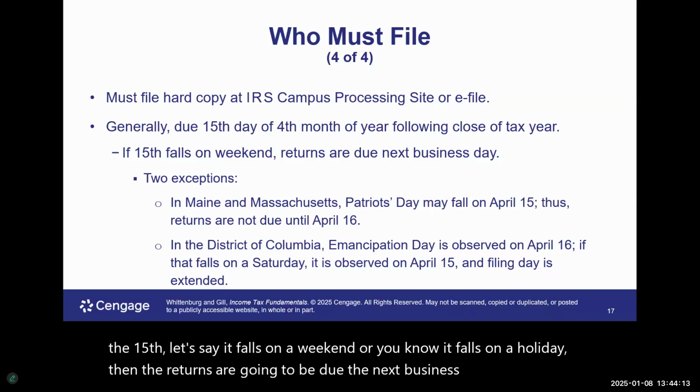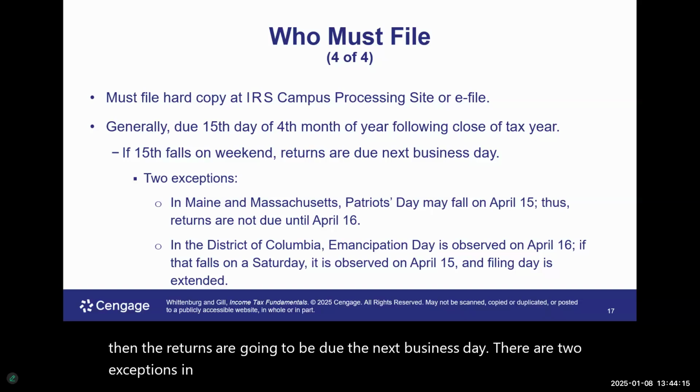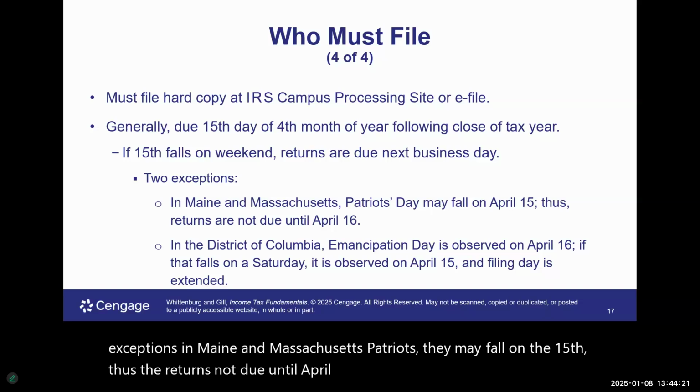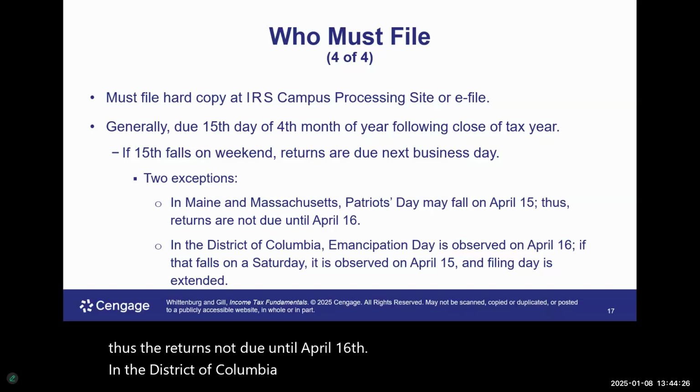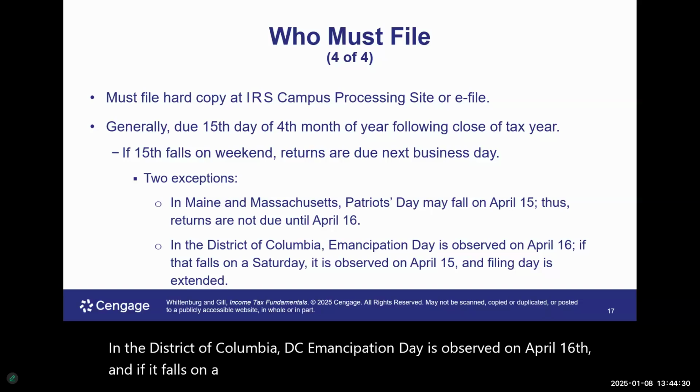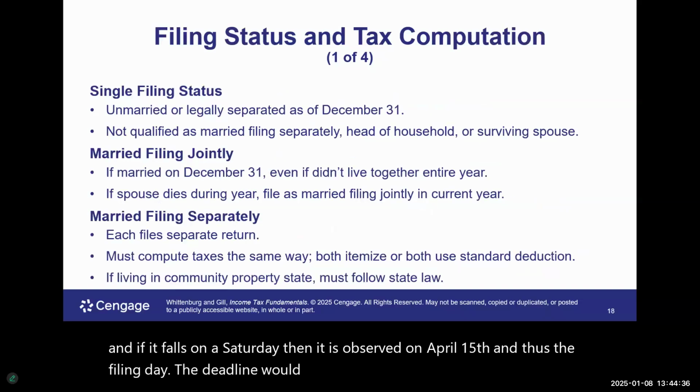There are two exceptions, in Maine and Massachusetts. Patriots Day may fall on the 15th. Thus, the returns are not due until April 16th. In the District of Columbia, D.C., Emancipation Day is observed on April 16th, and if it falls on a Saturday, then it is observed on April 15th, and thus the filing deadline would be extended in such cases.